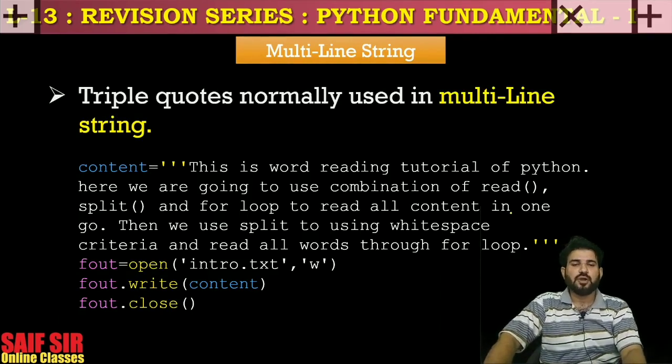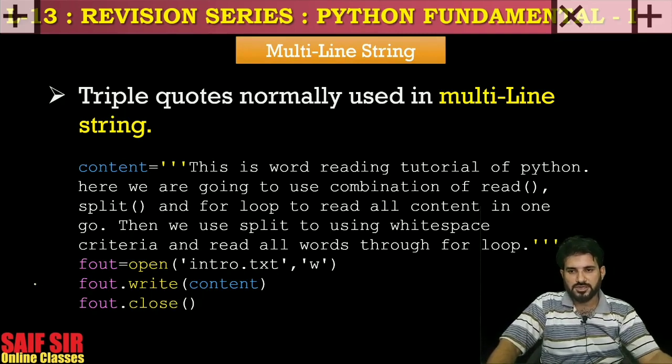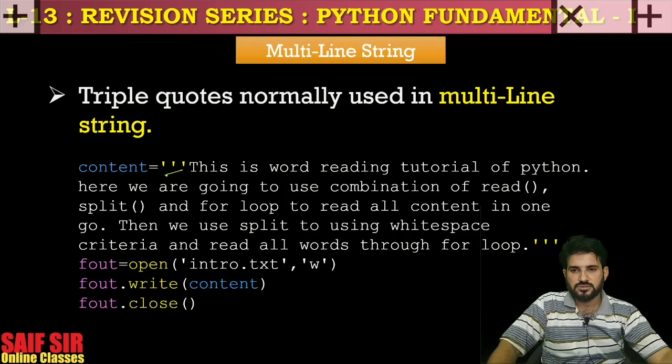Whenever you have to write paragraphs or various lines in one variable, then you have to use 3 double quotes or 3 single quotes. If you look into this variable, content is containing so many lines. The string starts with triple quotes and ends with triple quotes. But make sure that on both sides the quotes must be of the same type.